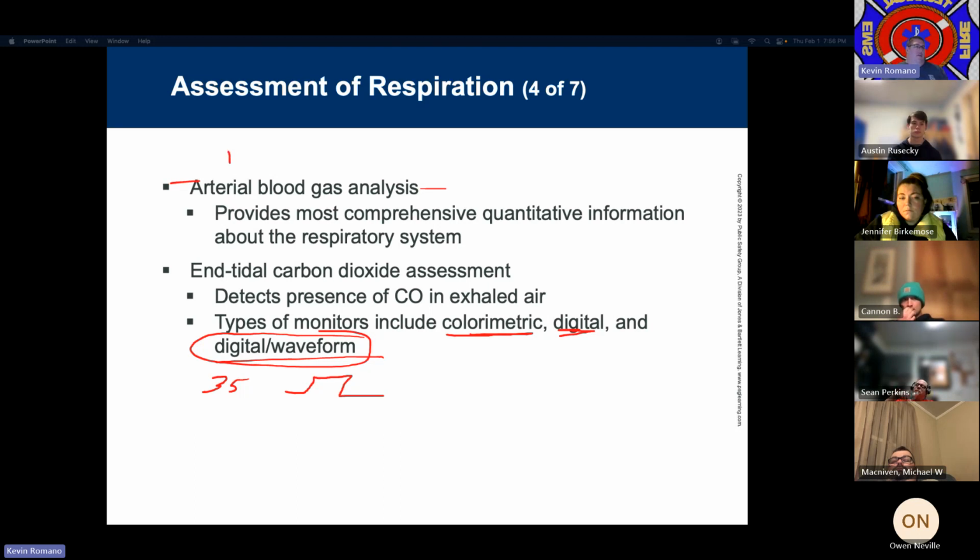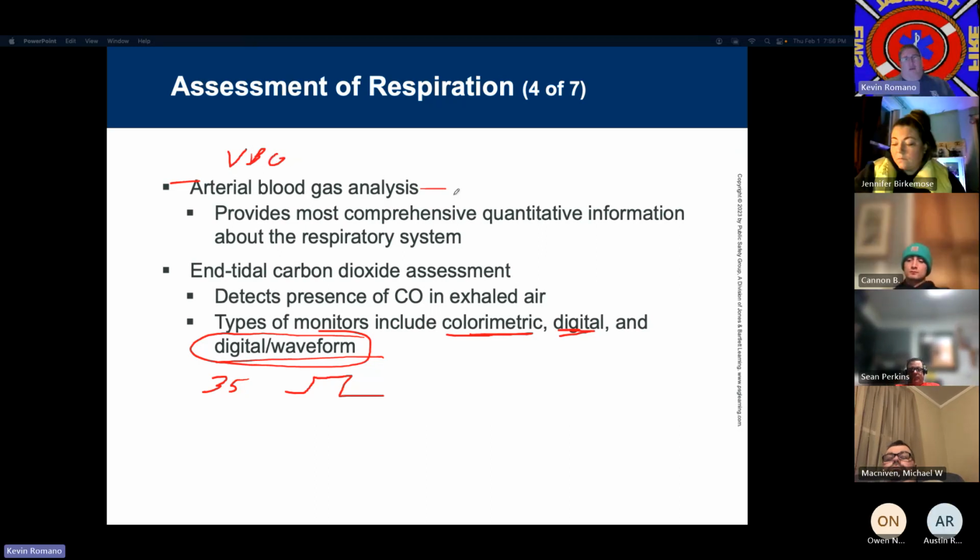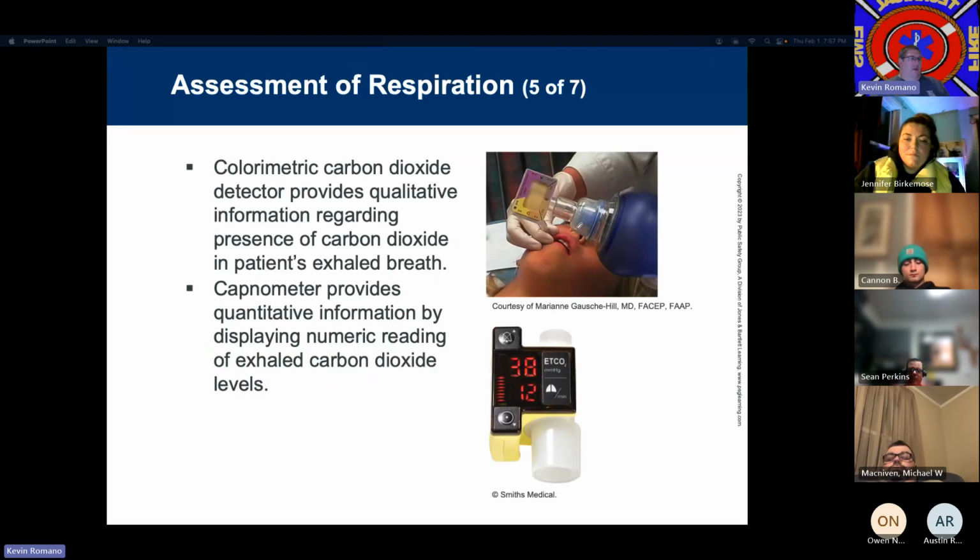Another one they can do too is called a VBG, a venous blood gas. That can be pulled off a blood tube and sent to the lab. The only thing you're not going to get is a PaO2 level in it. Not a big deal. Okay. Enough on ABGs. We don't really cover much of those at this level.